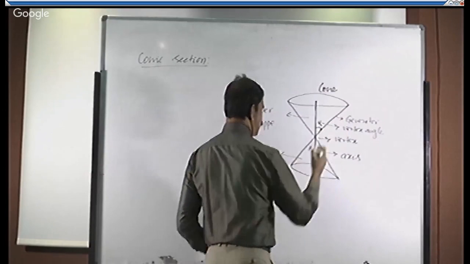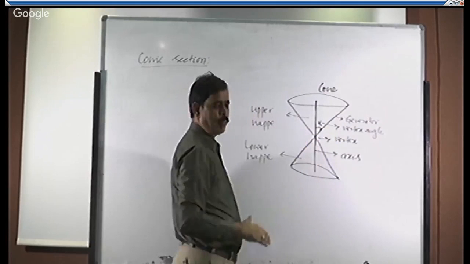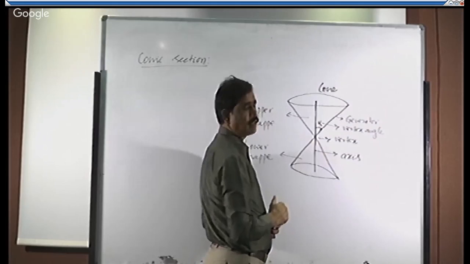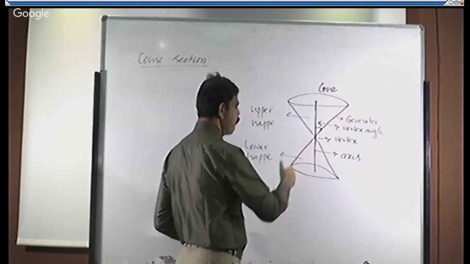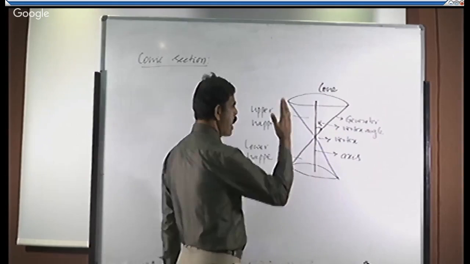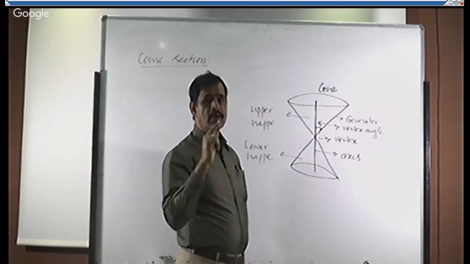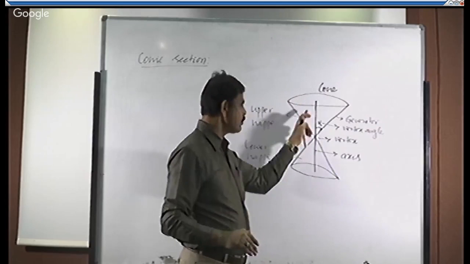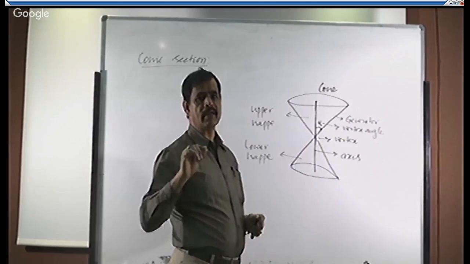The plane may be cutting perpendicular to the axis. It may be inclined at an angle with the axis, or it may be parallel to the axis. Depending upon the position of the intersecting plane to this right circular cone, a conic will be formed.